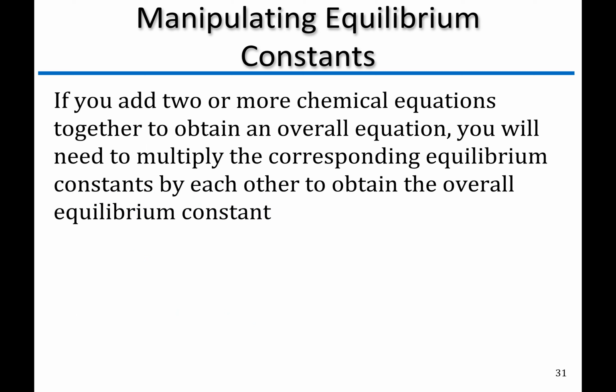What if we add 2 or more chemical equations? What do we do with the Kc then? If we add more than one chemical equation, we multiply the Kc values by each other. So if we have more than one Kc equilibrium constant, and we add those 2 equations together, we multiply them by each other.